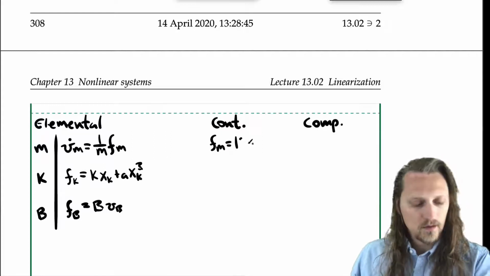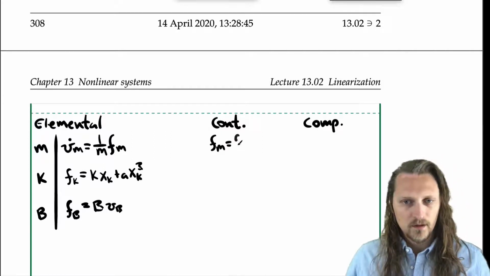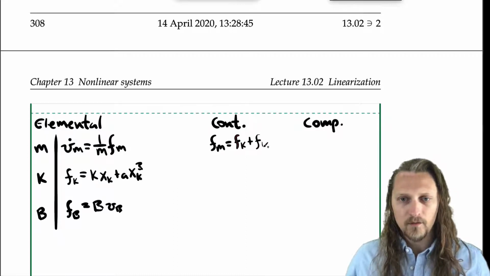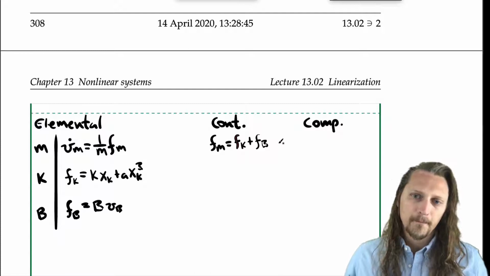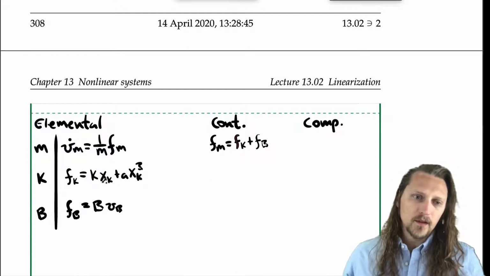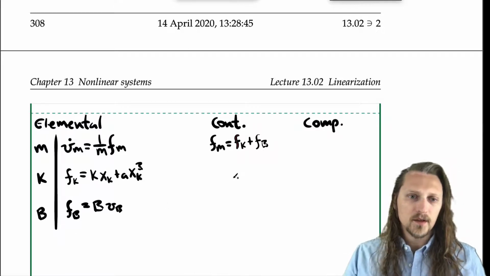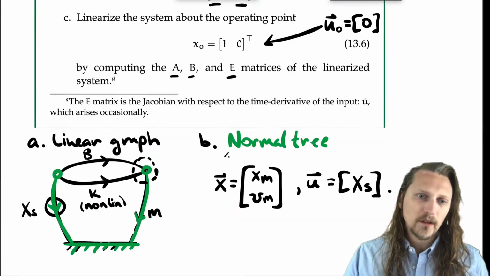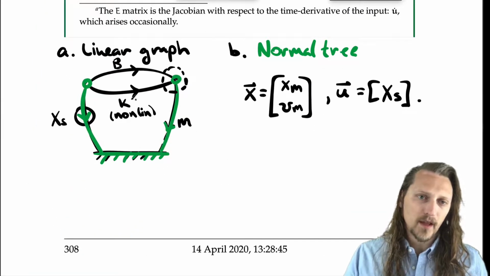So Fm equals Fk plus Fb. And the other two are compatibility equations. They're just around this loop here. So put B in, put K in.